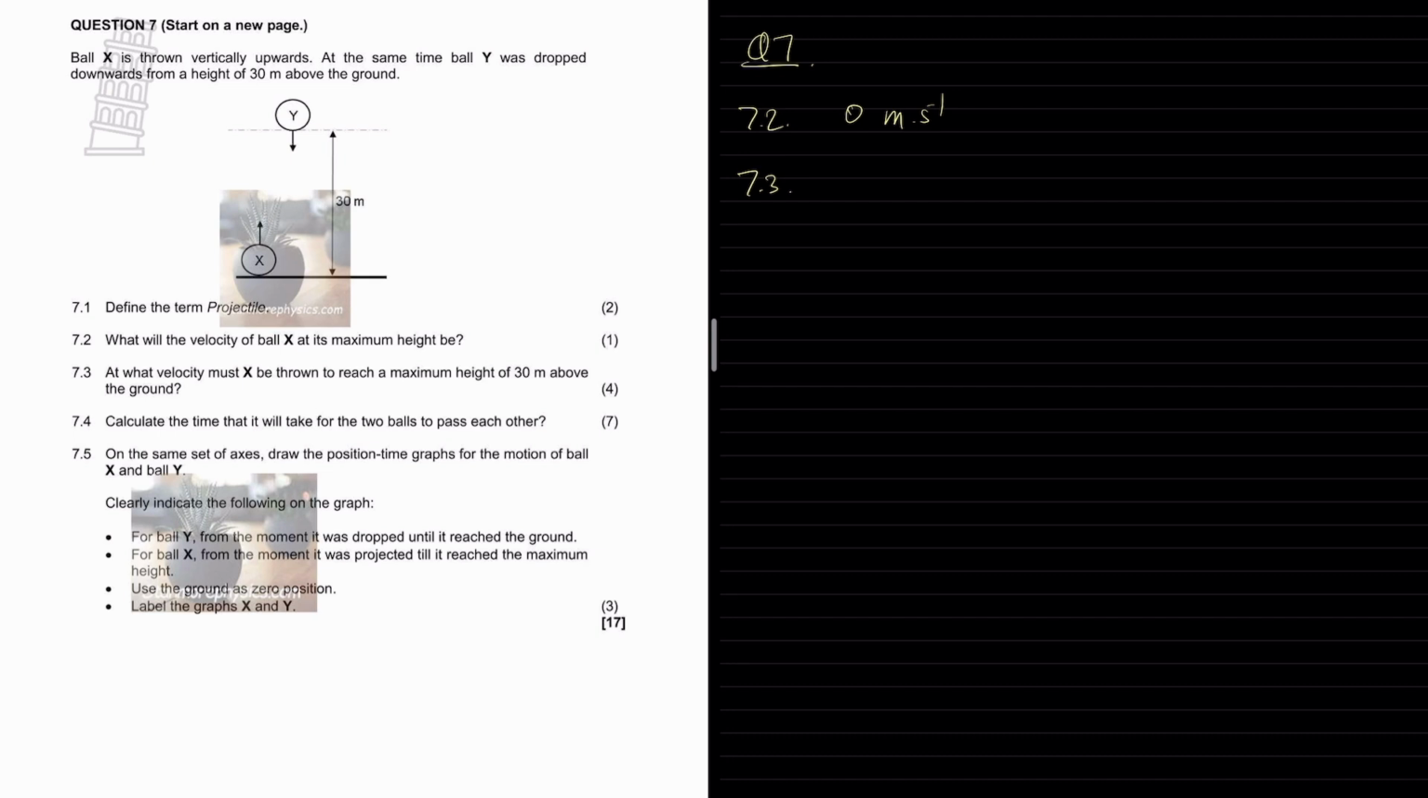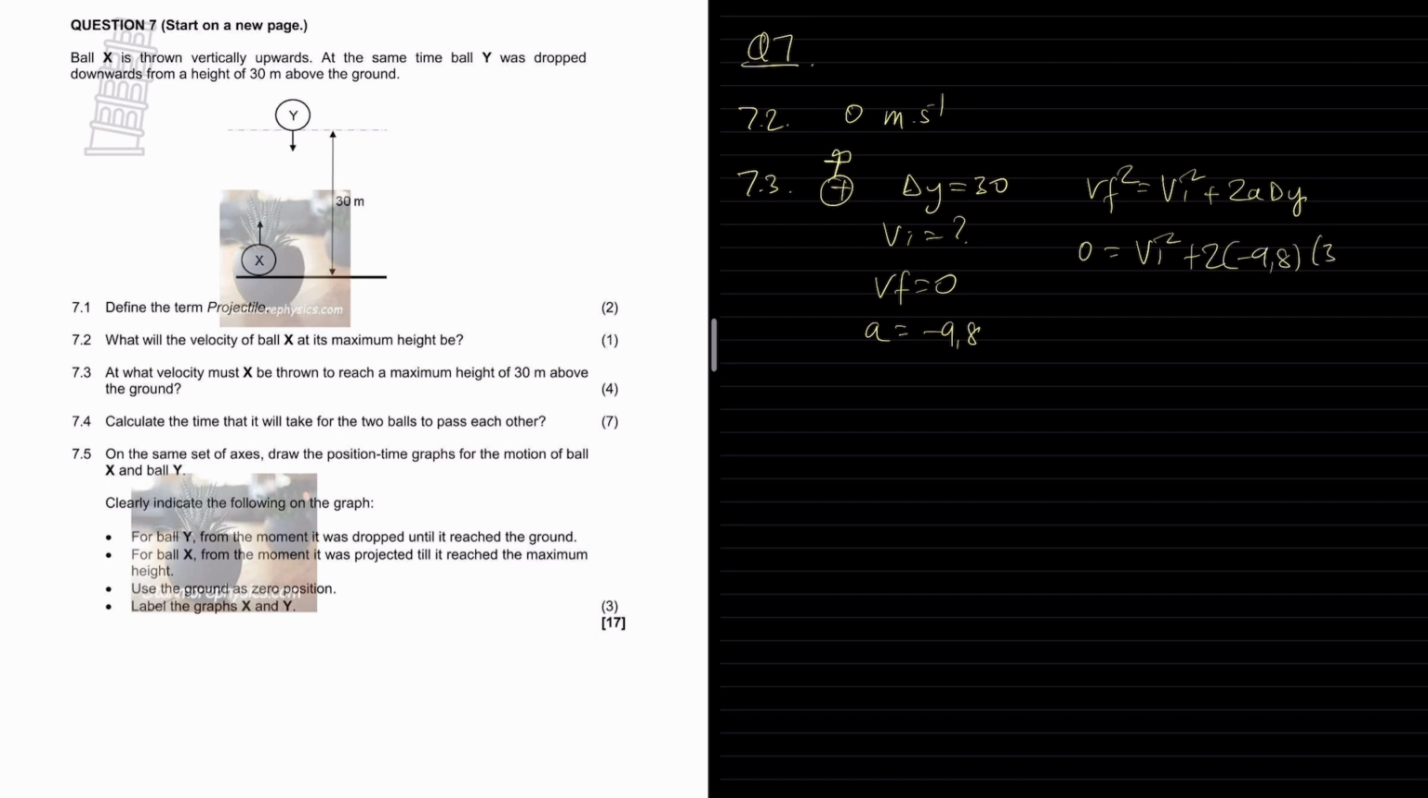7.3, at what velocity must X be thrown to reach a maximum height of 30 meters above the ground? So, assuming up is positive, that means the delta Y will be 30. Vi we don't know. Vf is 0. And A is minus 9.8. We can use the formula Vf squared equals Vi squared plus 2A delta Y. 0 is equal to Vi squared plus 2 into minus 9.8 times 30. Vi is then equal to 24.25 meters per second.